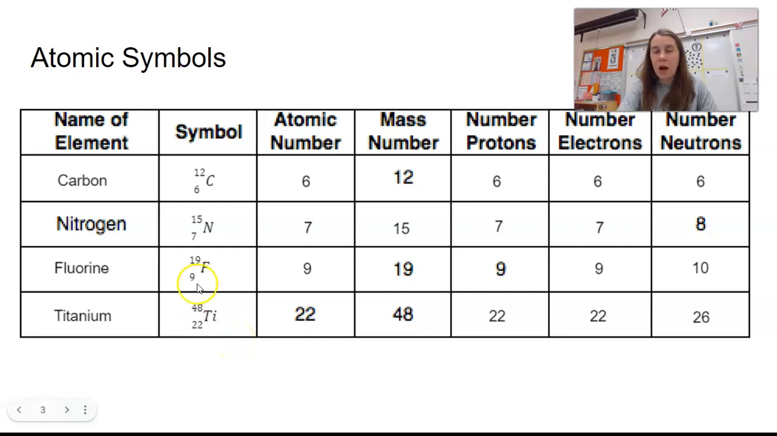Okay? So we're going to do some practice with these in class, and you should make some notes so that you hopefully can remember how to make these symbols.